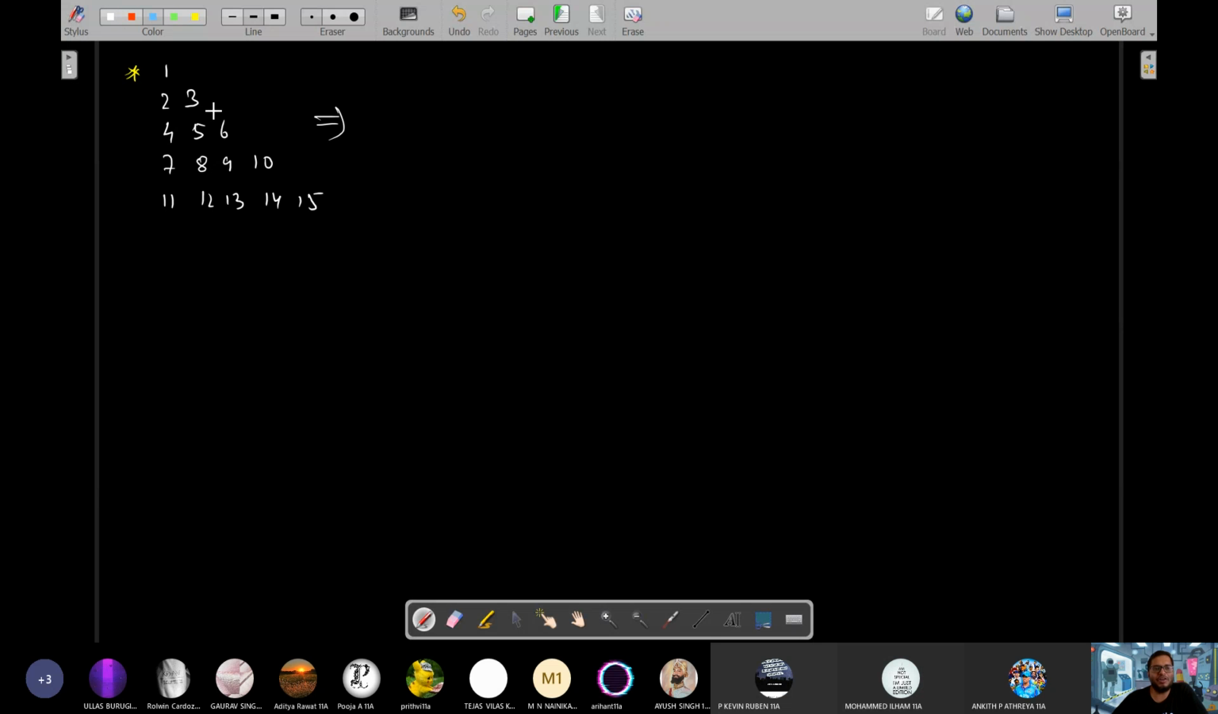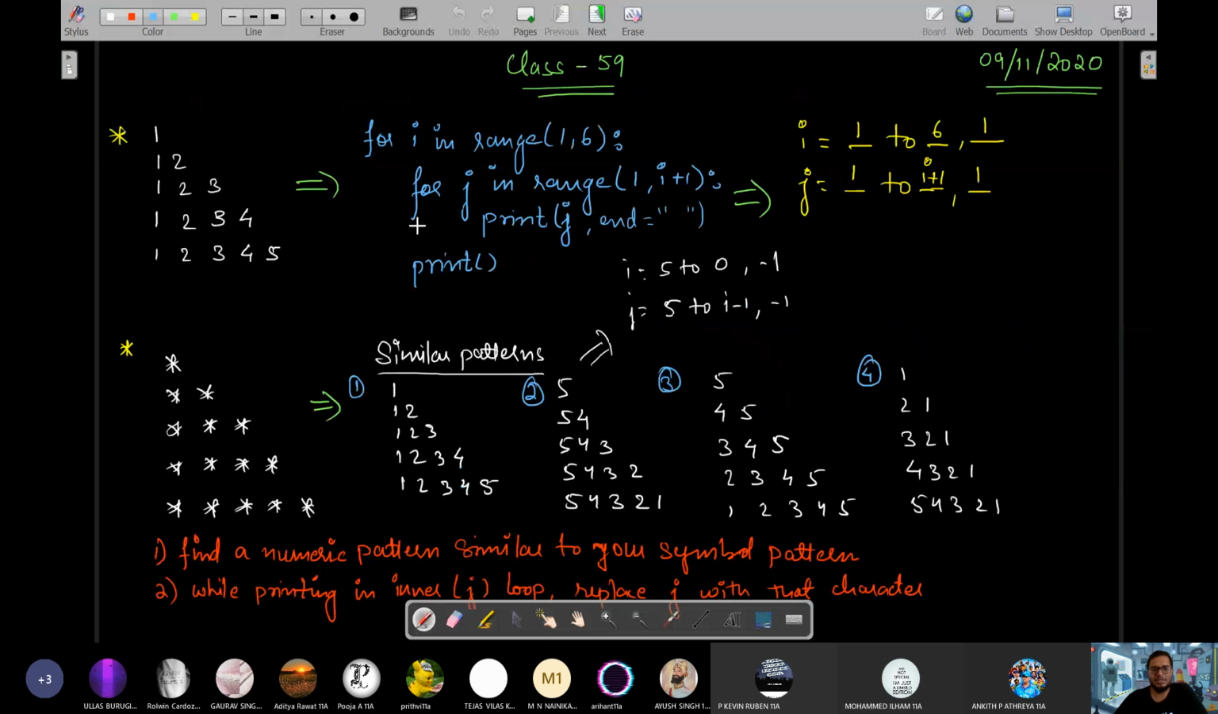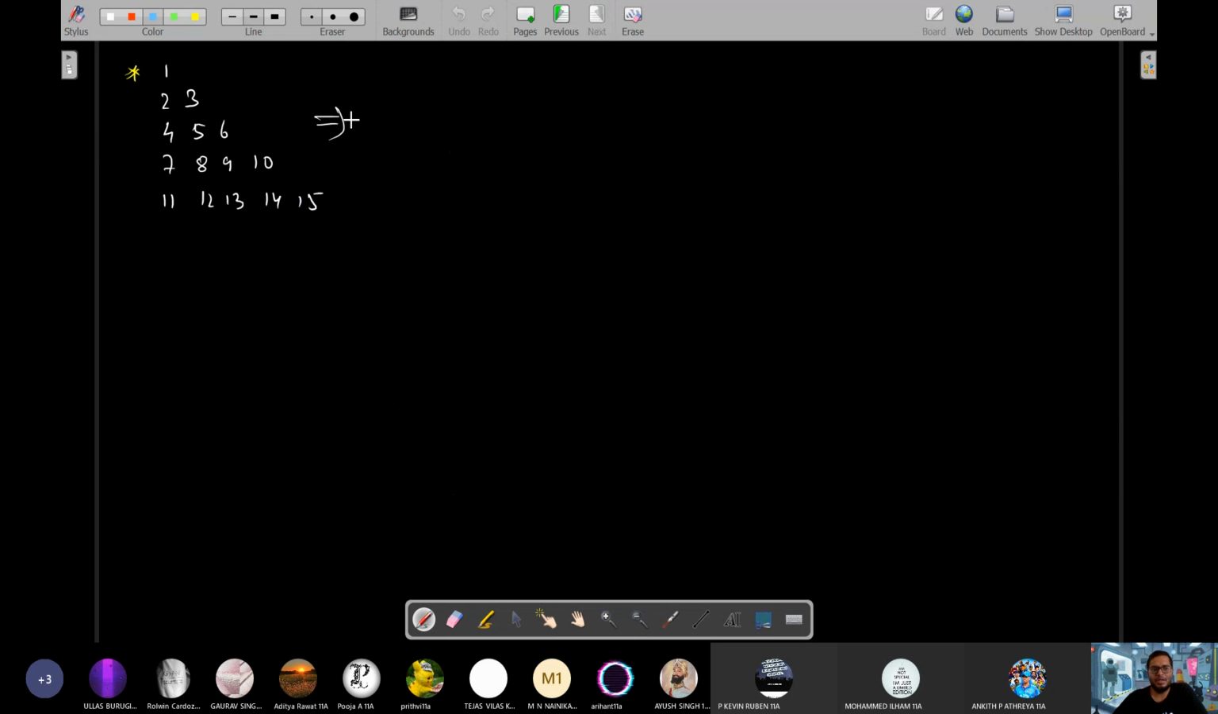First, I'll write the structure for a similar pattern in which a numeric correlation can be established. So that means you can write any of the 4 patterns, any of these 4 which have a numeric correlation, but the structure is the same. So I'll go for the very basic one. I'll again write the similar numeric pattern where we had correlation.